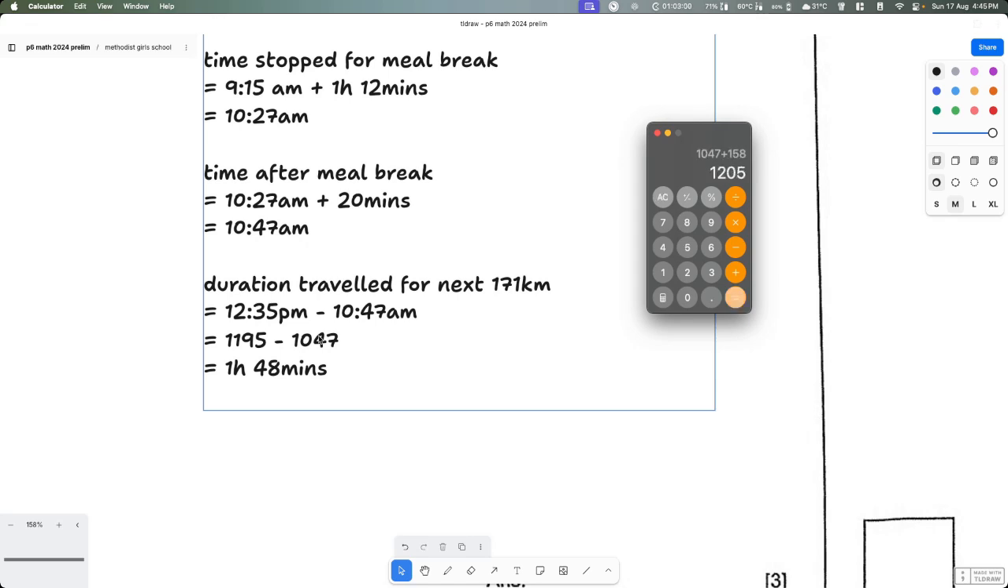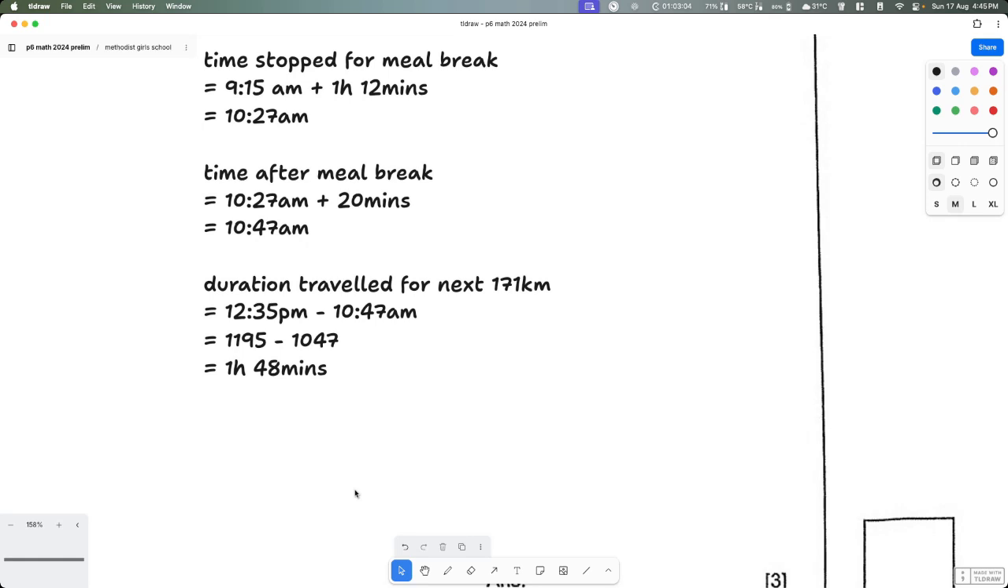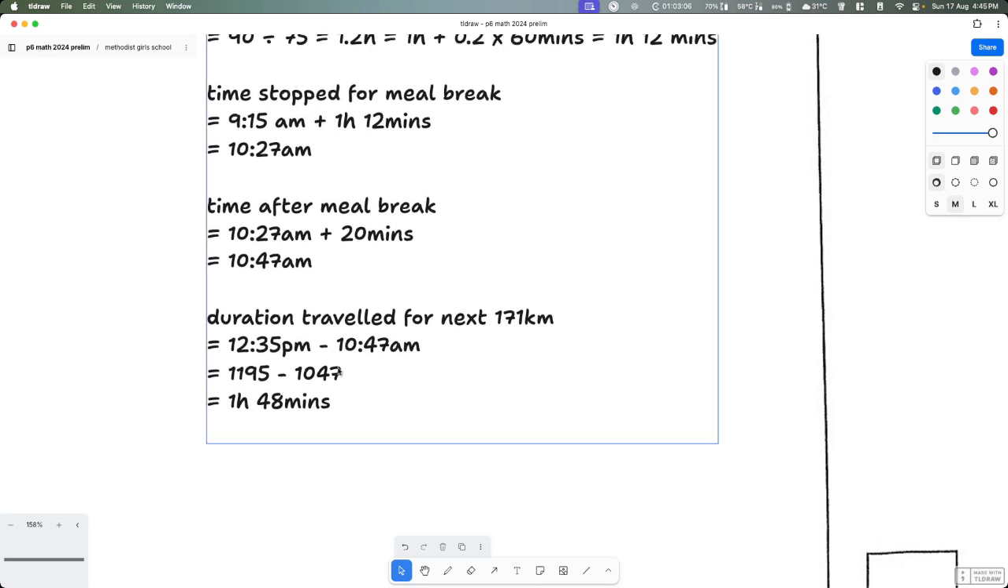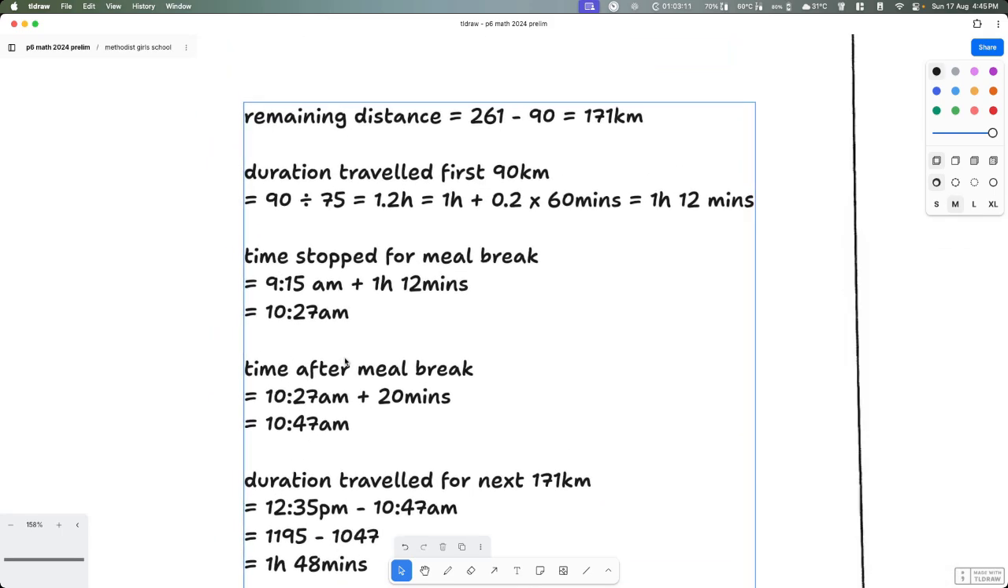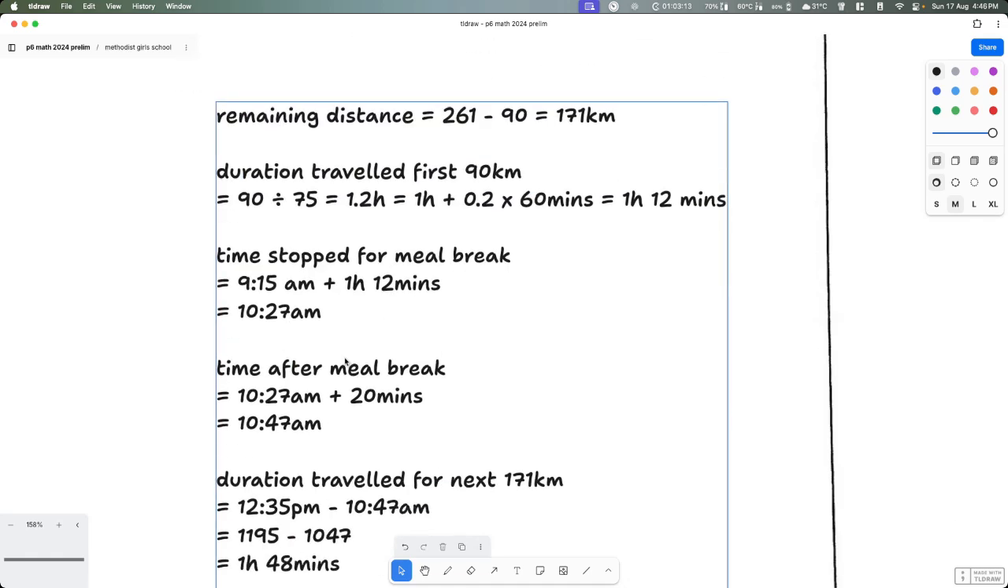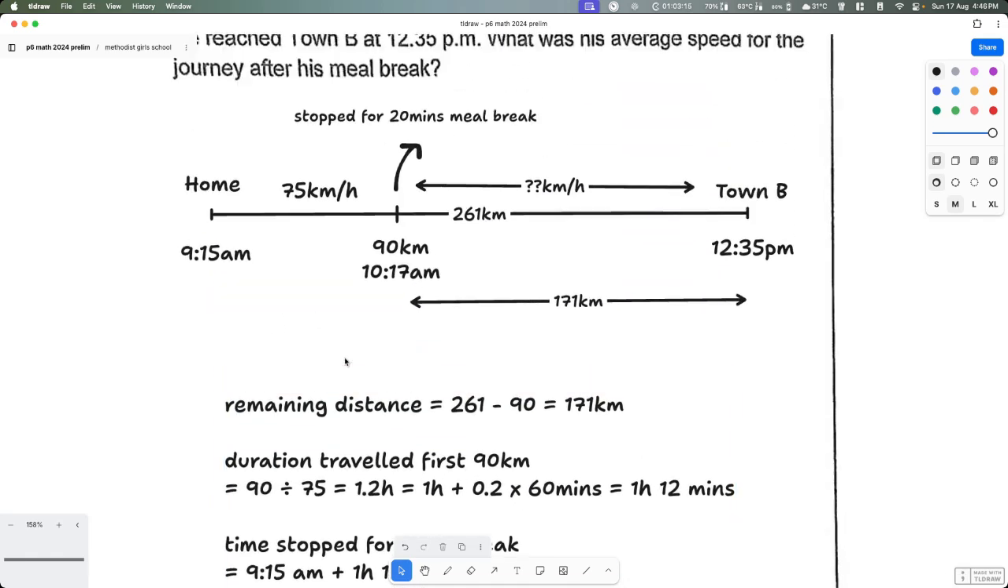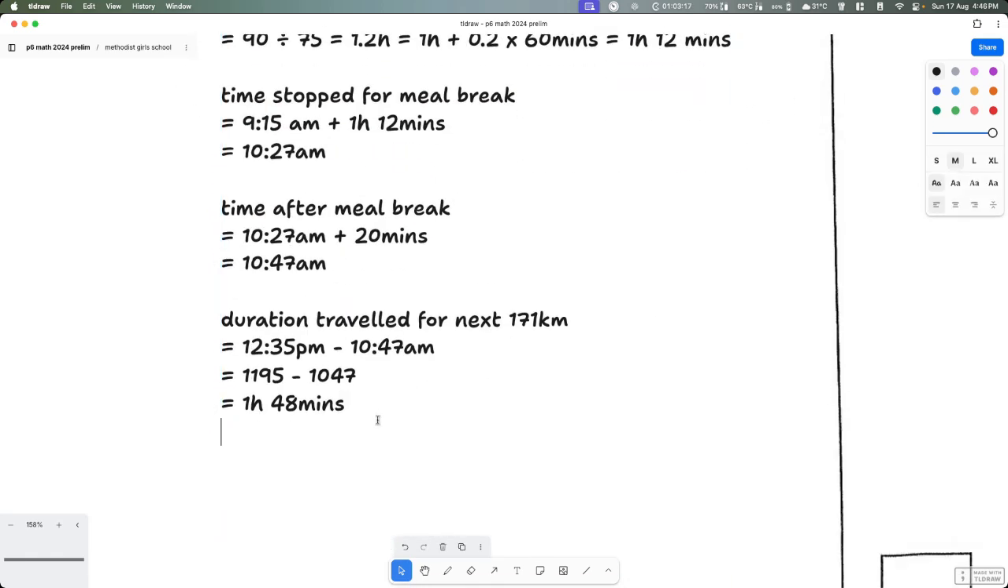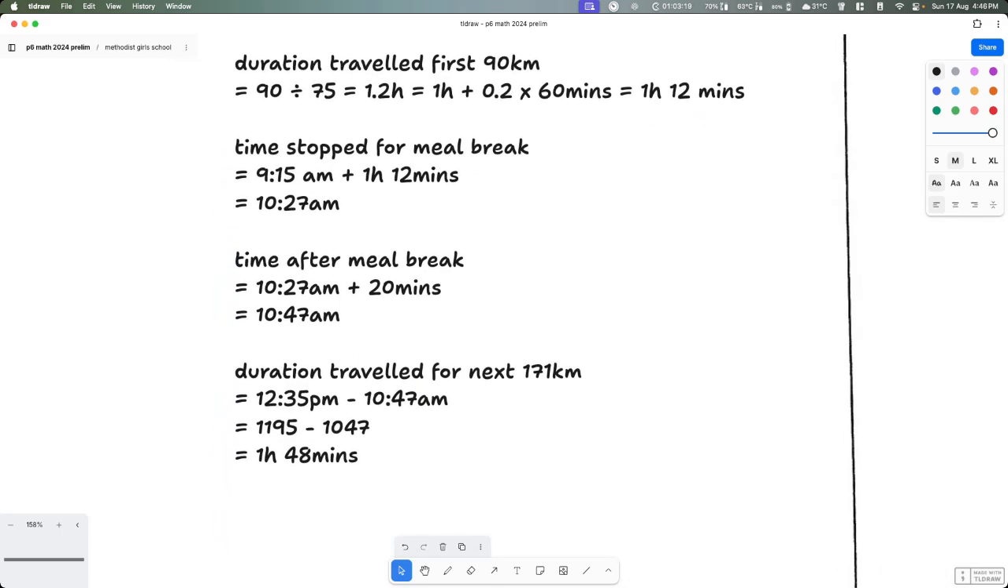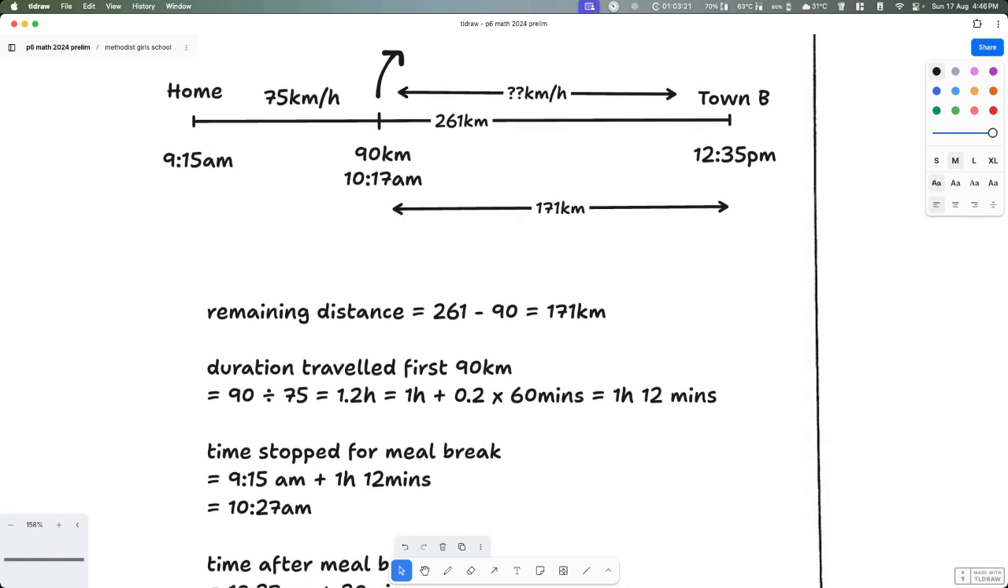148. Sorry, 148. Yeah, correct. Okay, so the duration of travel for the next 171 kilometers is 1 hour and 48 minutes. What's the average speed? So in this case, what's the kilometers per hour?